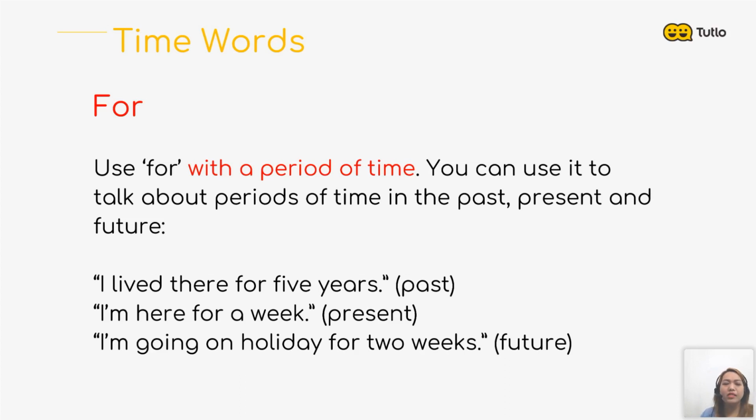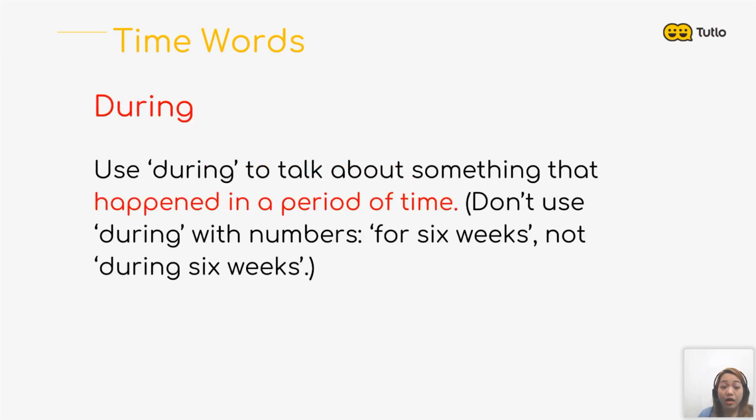This one is not really used that much, based on my experience with people here on Tutlo: the word during. You use during to talk about something that happened in a period of time. You don't use during with numbers: for 6 weeks, not during 6 weeks. Again, you talk about something that happened in a period of time.